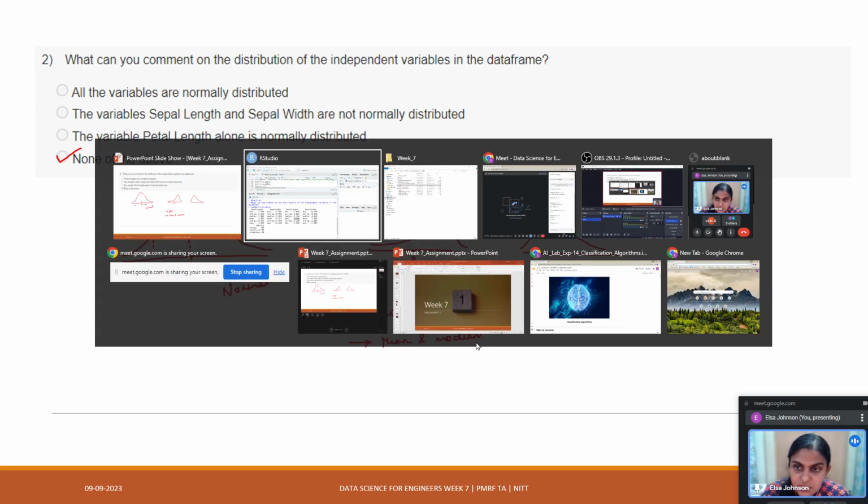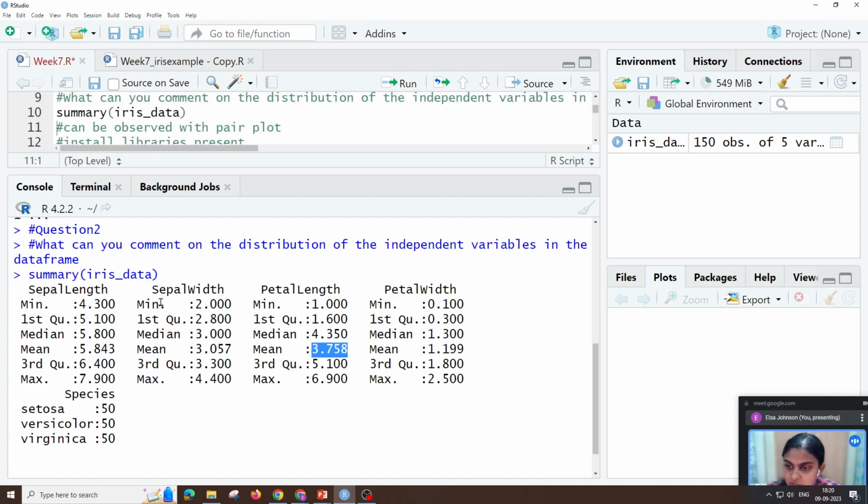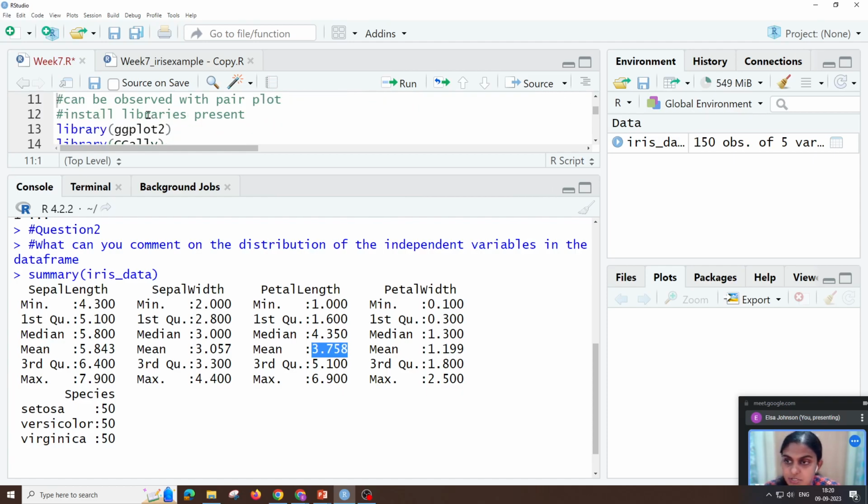But here now we will see another method to see how this data is distributed. Right now we have seen the summary. From the summary we have seen the median as well as the mean. Now we can see a pair plot also. For a pair plot, can we draw it with the given data? Yes, we can draw that. With the given data you can draw that.